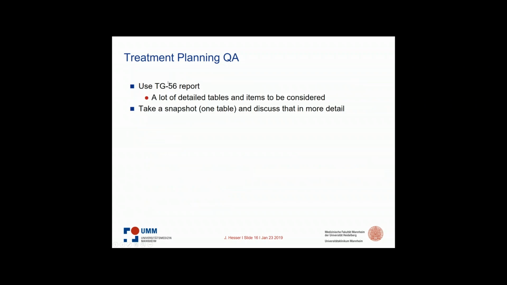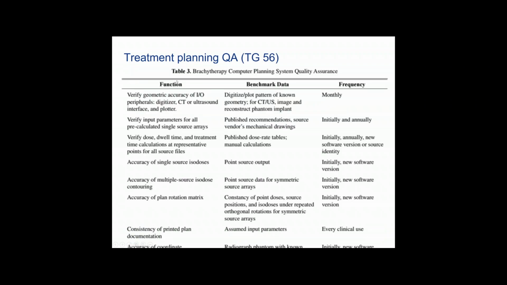So for this QA, we have the TG56 report. There are a lot of detailed tables, what should be considered, and so on and so forth. I just picked out one table and discussed it in more detail, so that you see what the different elements are. So here, for example, this is table number 3. I took out the function, the benchmark data, and the frequency, how often you do that.